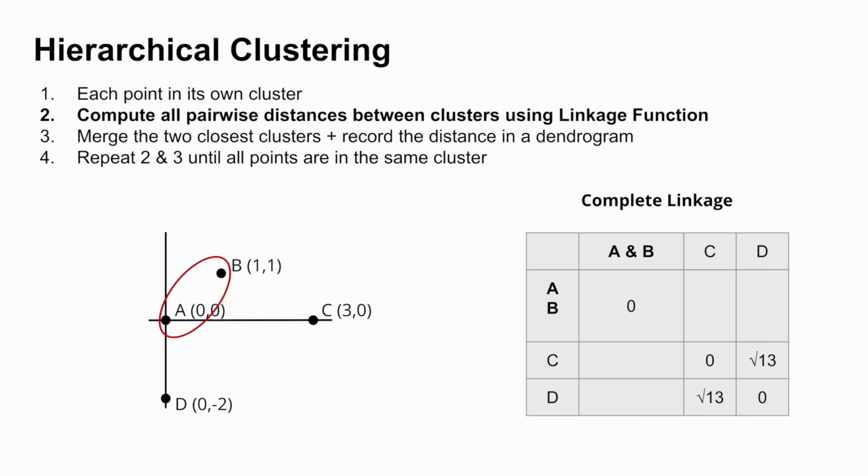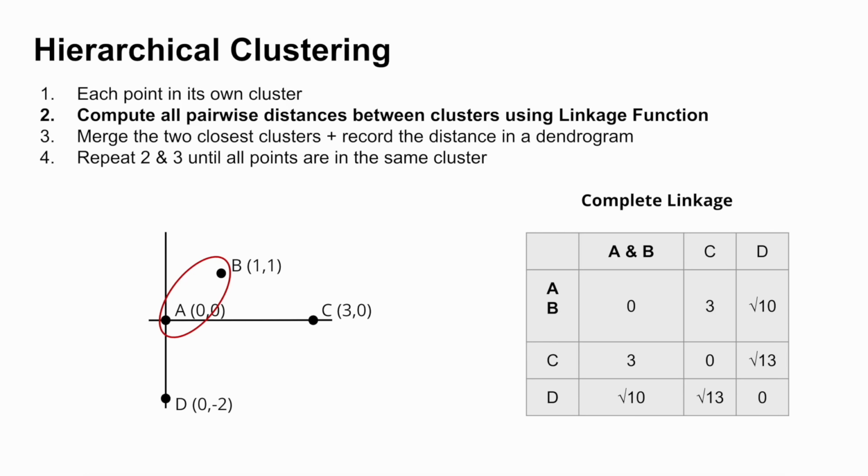Let's update the distance matrix. The distance between cluster AB and point C according to complete linkage is the largest pairwise distance. So we compare the distance between A and C to the distance between B and C. The distance between A and C is largest, so it defines the distance between cluster AB and point C. Similarly, the distance between AB and D is defined by the distance between B and D, since this is the largest of the two distances.